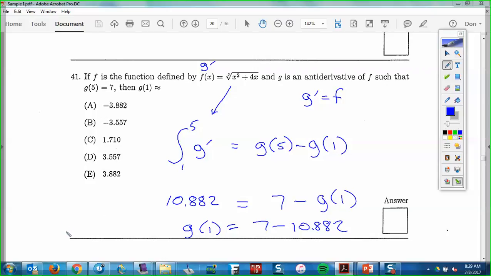That doesn't seem right. Did you say negative? Is that right? 7 minus that is, oh yeah, that's right. Yeah, that's negative. 7 minus 10.82 would be negative 3.82. Right. So there you go.